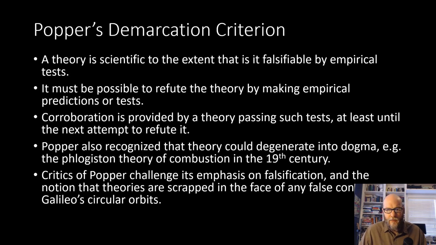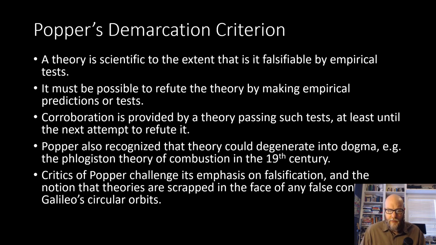And he came forward with the idea that a theory is scientific to the extent that it is falsifiable by empirical tests. Now, this is foundational, grounded, important aspects of how we define science. This is really, really crucial. A theory is scientific to the extent that it is falsifiable, the fact it can be proven wrong. It must be possible to refute the theory by making empirical predictions or tests. So corroboration for a theory is provided by passing these tests, by going through a series of experimentation and scientific investigation and still holding up under scrutiny, at least until the next attempt comes along that attempts to refute it.